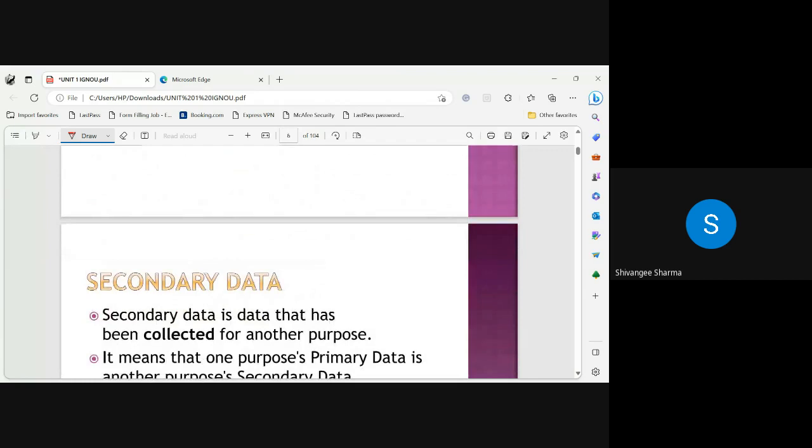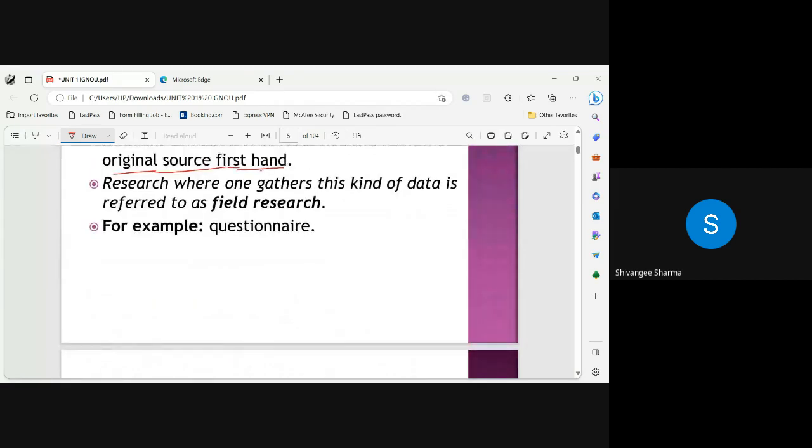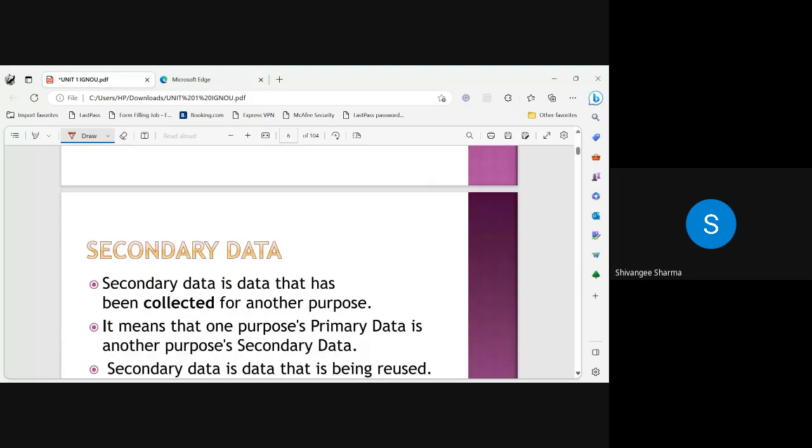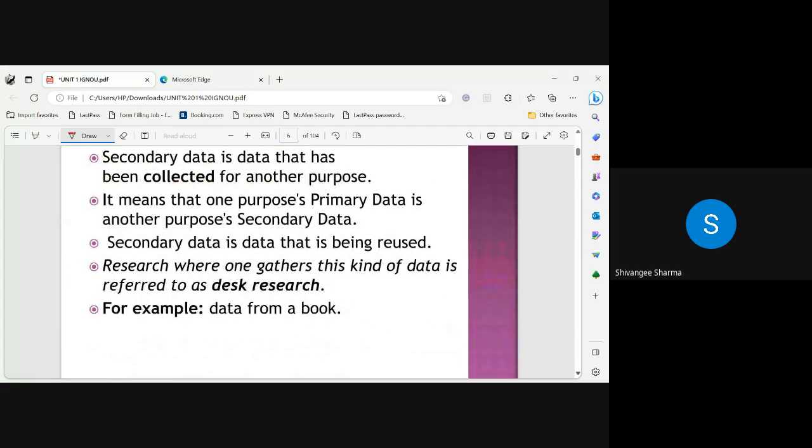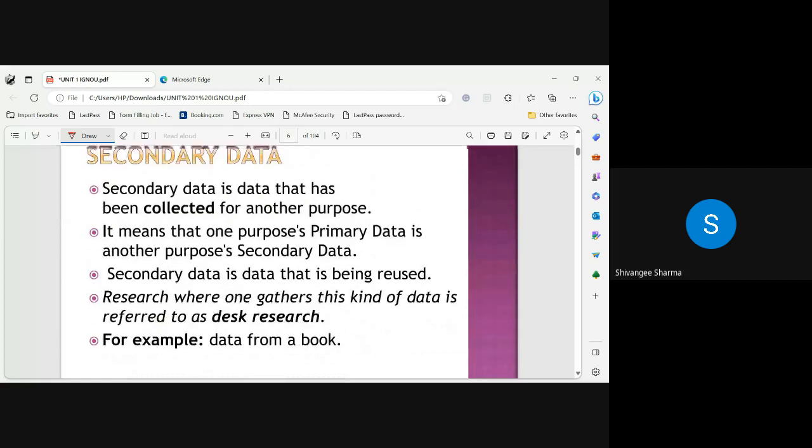So the main example, or the foremost or most usable example, for any primary data collection is the questionnaire. Questionnaires can be in any form, containing open-ended questions or close-ended questions, but they are very useful in collecting primary data. Then comes the secondary data.